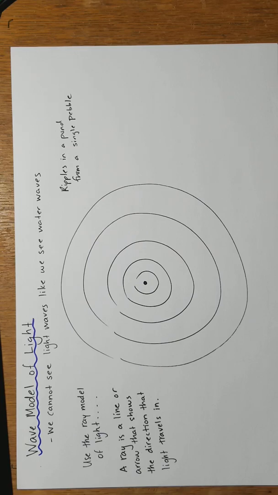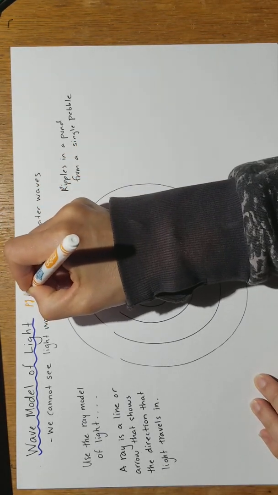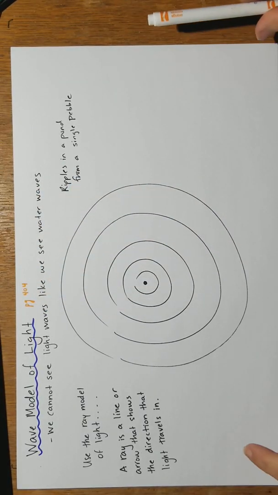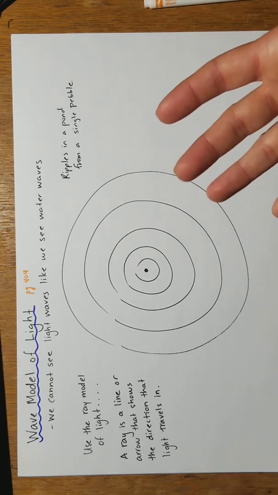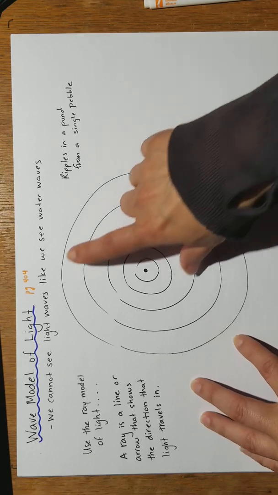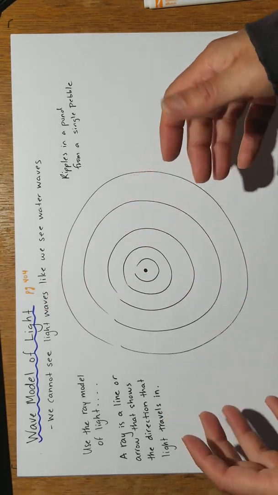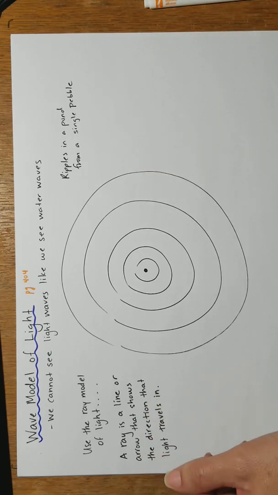Okay, this is page 404 of your textbook. You'll be taking some notes on that on your own. But what I want to do is talk about light. We cannot see light waves. We know they reflect off of things. That's how we see them. But we do not see light waves like we see water waves. So we use this ray model of light to explain what light is doing.